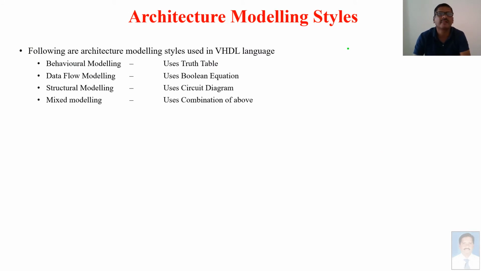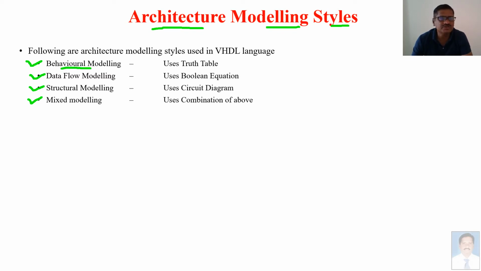Architecture modeling styles. Architecture can be modeled in the following four ways: the modeling style may be behavioral, data flow, structural, or mixed. When to use which modeling depends on the information of the system available with the designer.